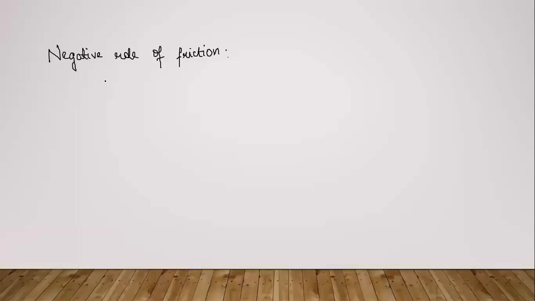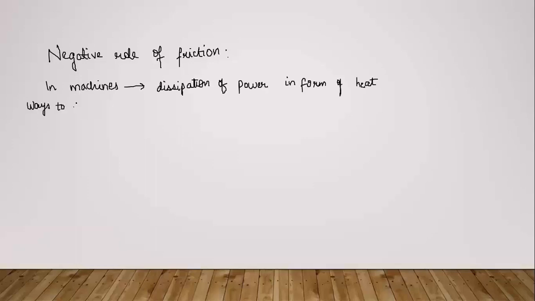So there are certain ways which people have used to reduce this amount of friction in machines and in industries. So let me explain these ways of how to reduce friction, dissipation of power in the form of heat. Okay, ways to reduce friction that are generally used.